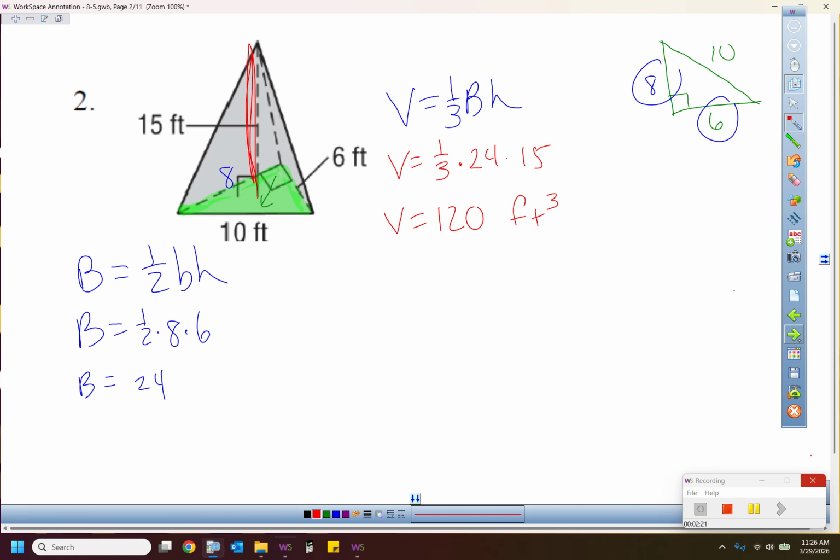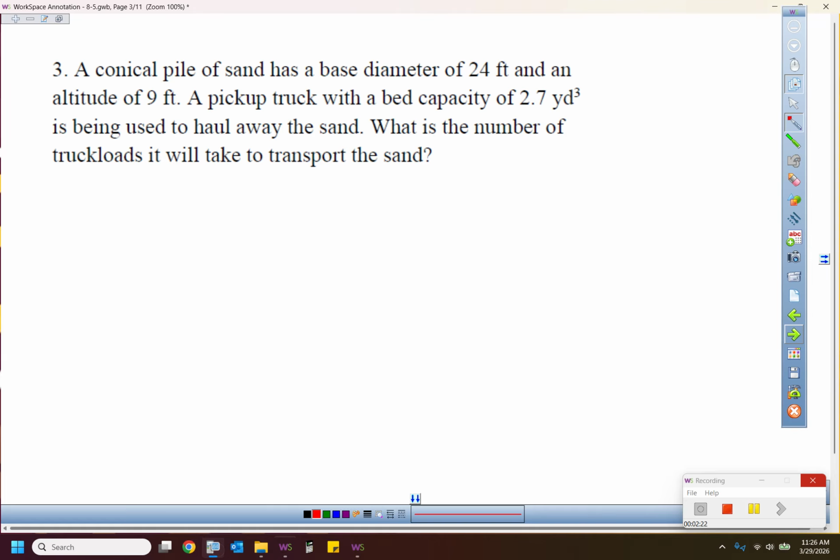So on this next one, we've got a conical pile, so that means it makes a cone, of sand. It has a base diameter of 24 feet and has an altitude, that's fancy for height, of 9 feet. A pickup truck with a bed capacity of 2.7 cubic yards is being used to haul away the sand. What is the number of truckloads it will take? So we want to find the volume of this because it is a pile of sand and it fills up the whole space. It's got a diameter of 24 feet and a height of 9 feet, but they measure it in cubic yards for the bed capacity.